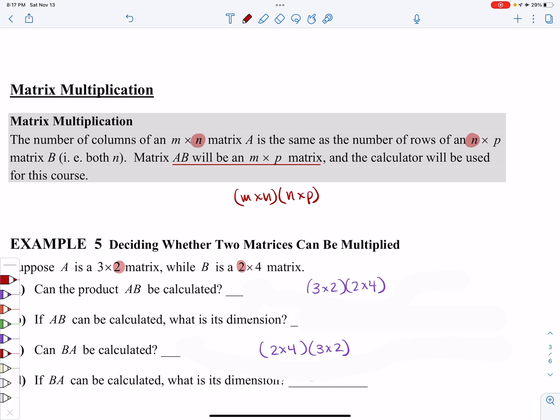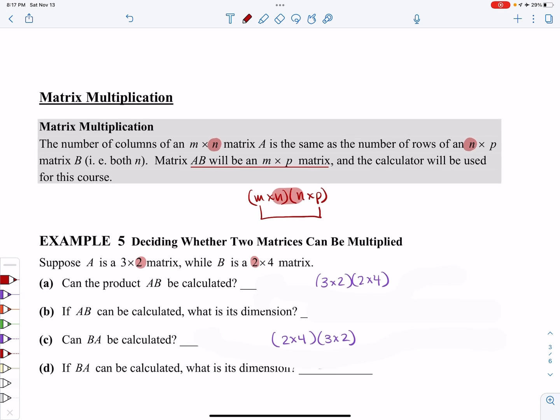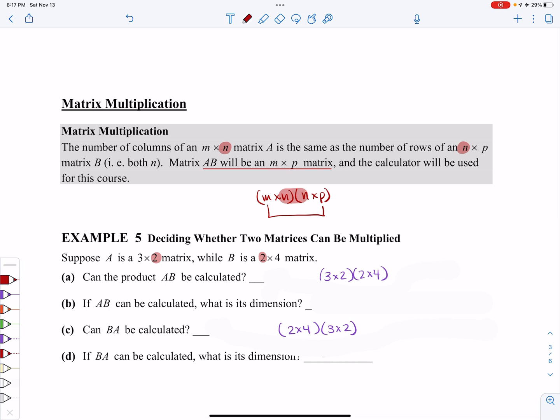and you're going to multiply by an n by p matrix, the first thing you got to understand is that these two guys must match. They must be the same number. And not only that, the outer numbers, this is going to be the order of my answer. It'll be the dimension of my answer. In this particular course, we're going to be using the calculator on these.